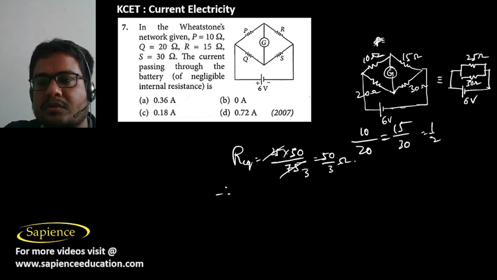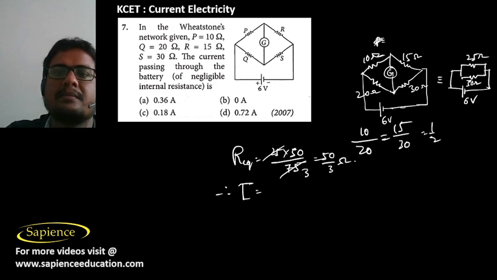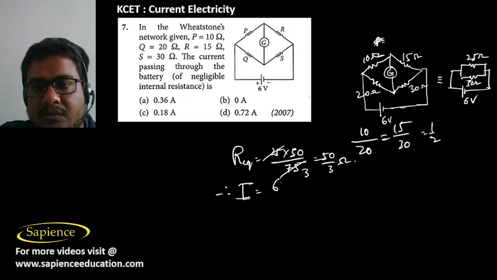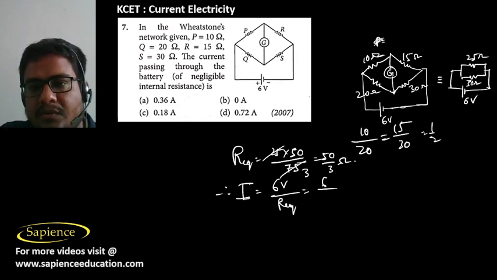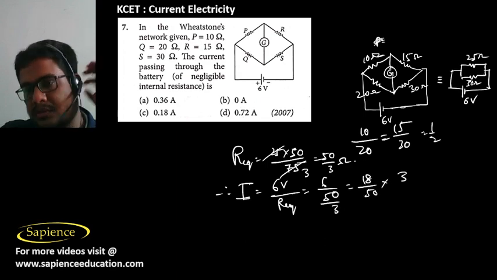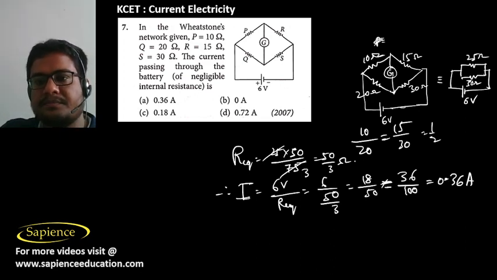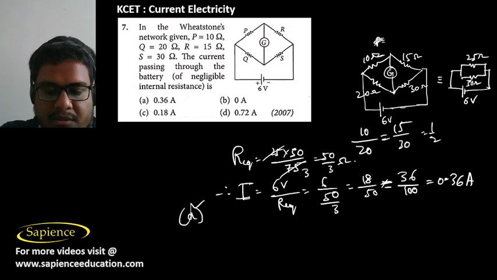Now therefore how much current will pass through the battery of EMF 6 volt. I is 6 volt divided by R equivalent, that is 6 times 3 by 50, which is 18 by 50, that is equal to 36 by 100, that is 0.36 ampere. Option A is the correct answer.